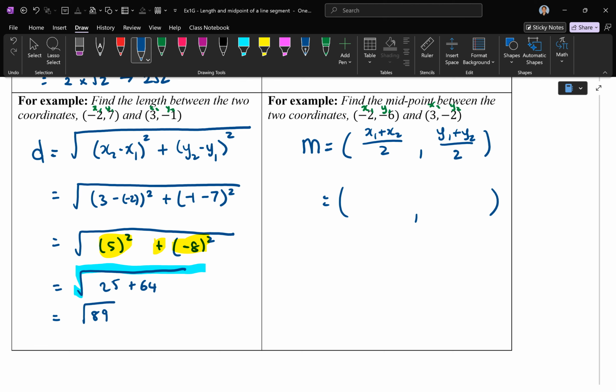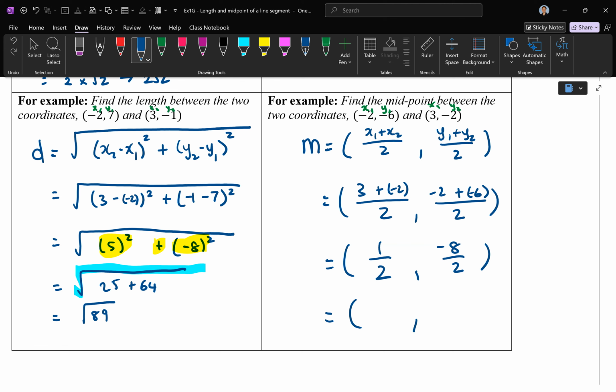So in this case, my layout should be x2, let's call it 3, plus a negative 2, divided by 2. And then the other one is y2, which is negative 2, plus negative 6, divided by 2. Your answer should be 3 plus a negative 2 becomes 1 on 2. And negative 2 plus a negative 6 becomes negative 8 on 2. Simplify your fractions where possible.